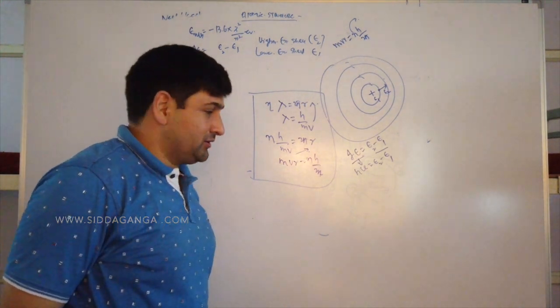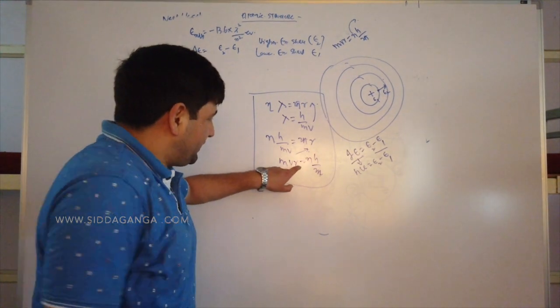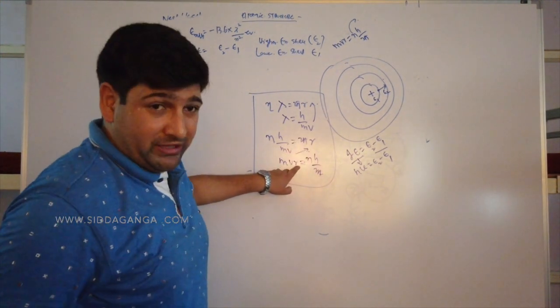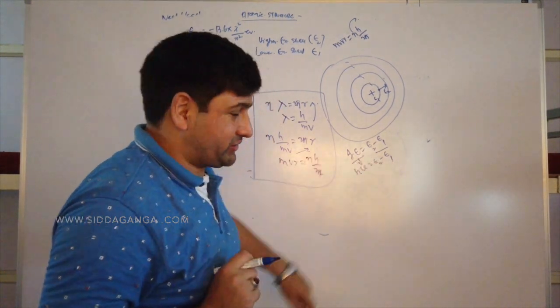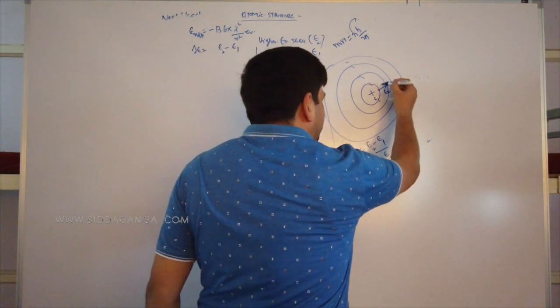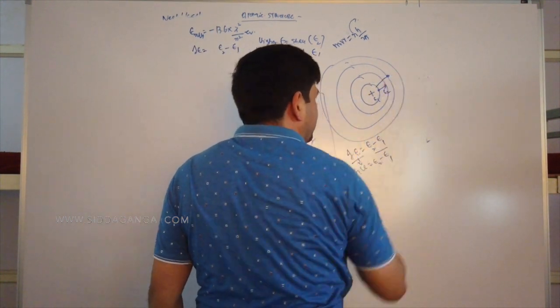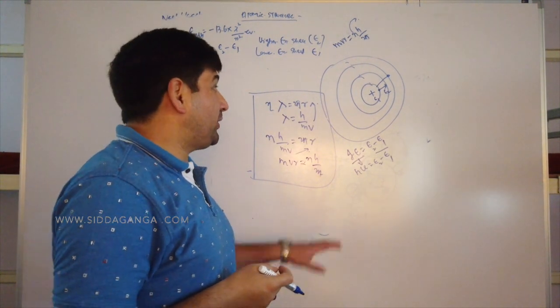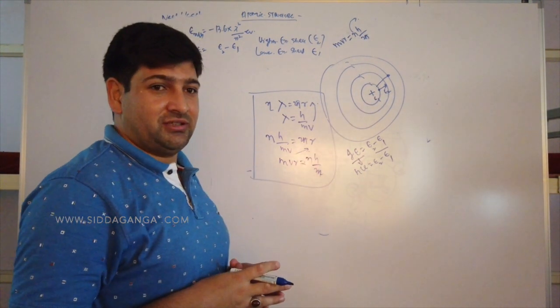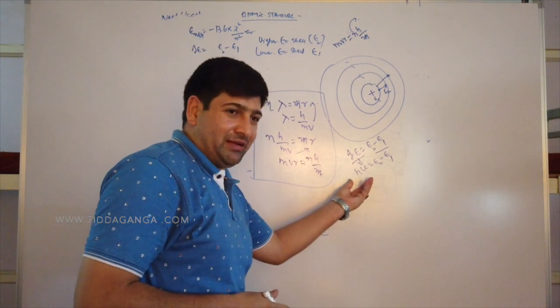Clear or not? Now this is the formulation. mvr equals nh by 2 pi. So you need some energy: h nu equals E2 minus E1. Now my question is, if I want to shift an electron from E1 to E3, do I need the same energy or different energy? Do I need more energy or less energy? Now let us see that mathematically.